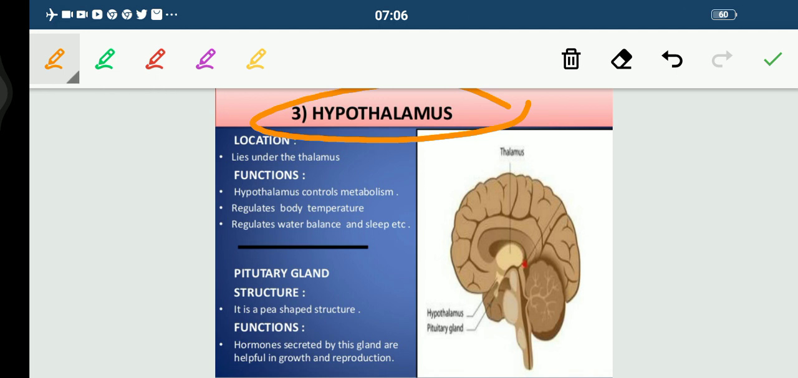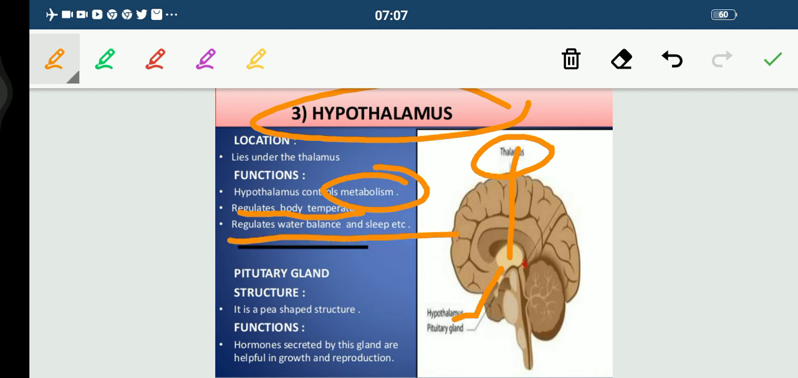And the last part of the forebrain we have is the hypothalamus. It lies under the thalamus. You can see this one is the thalamus and this one is the hypothalamus. The main function of the hypothalamus is that it controls the metabolism. It regulates body temperature, water balance, and sleep. And talking about the pituitary gland, which is also one of the most important glands, students, you can see here it is a pea-shaped structure. Pea, you know, matar, right? The hormones secreted by this gland are helpful in growth and reproduction. Always remember this.